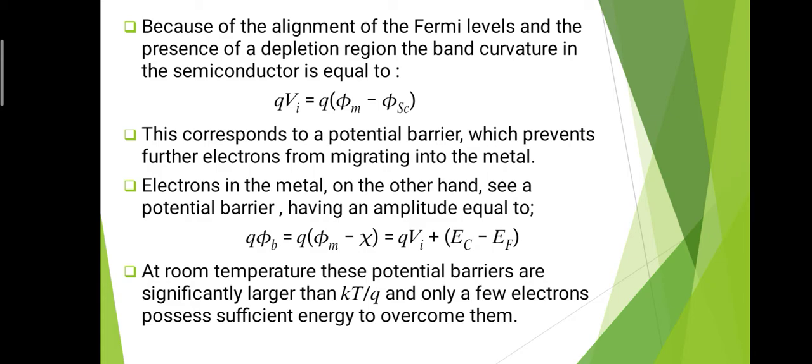At room temperature, these potential barriers are significantly larger than kT by q, and only few electrons possess sufficient energy to overcome them. That means to overcome this potential, some of the electrons are able, but not all electrons. So at room temperature, these potential barriers are significantly larger than kT by q, and all these things happen due to that.